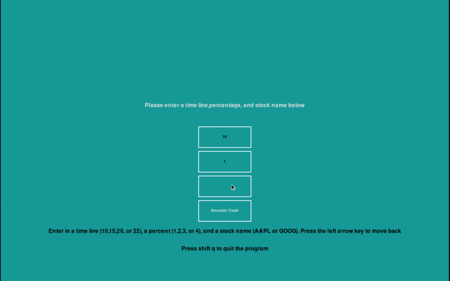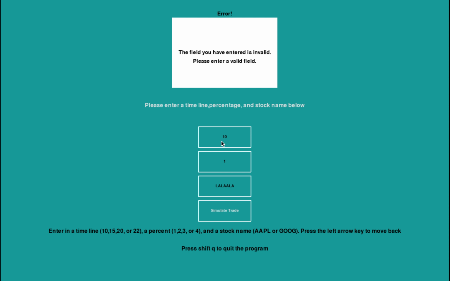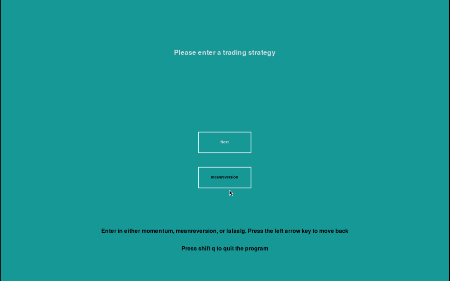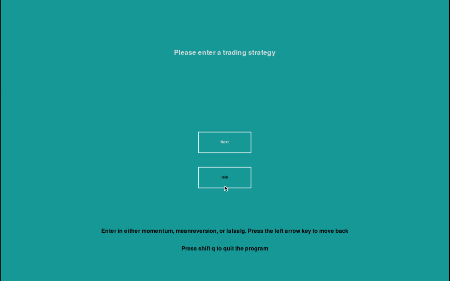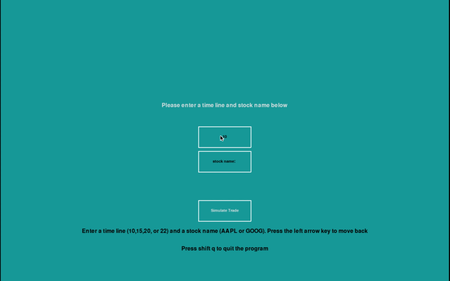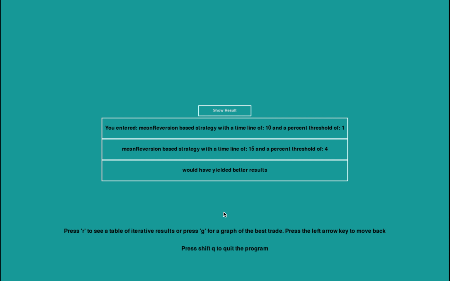And again, I'll show you now my Lala algorithm. That should be stock ID. And as you can see, it handles errors. It doesn't crash. So if you were to enter in something spelled incorrectly, it'll tell you that you've entered an invalid field and prompt you to enter in a correct one. So the Lala algorithm only takes in 2 parameters, and that's a timeline. Again, we'll leave it at 10. And a stock, so we'll put it in. And we'll simulate the trade. And we'll show the results.